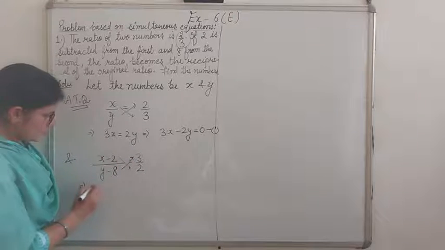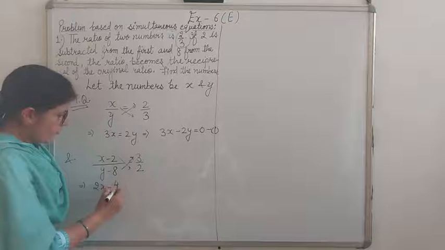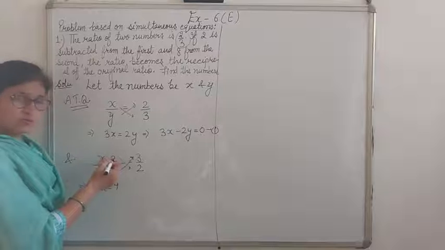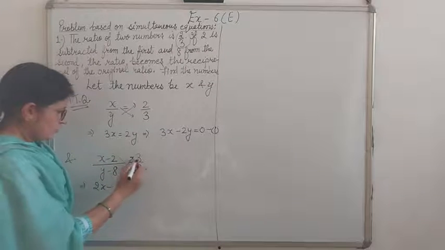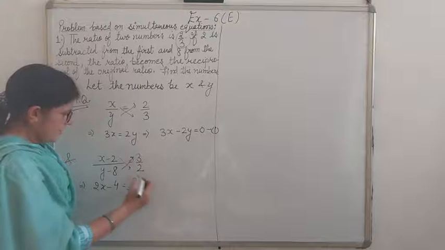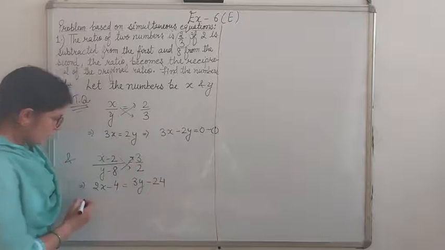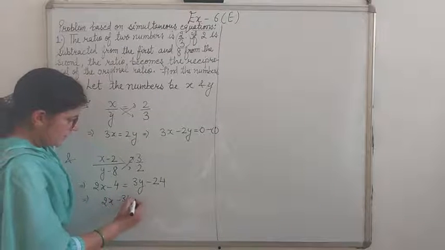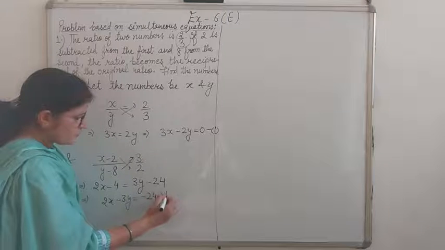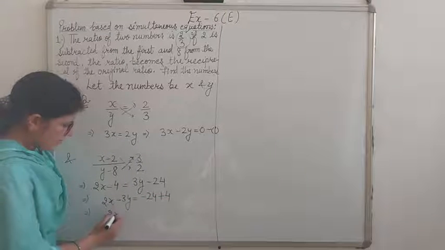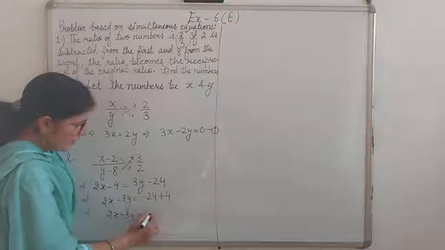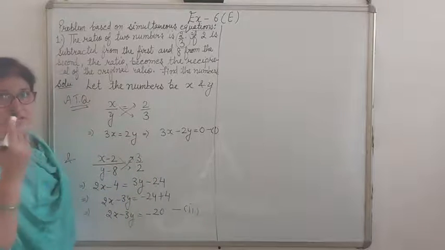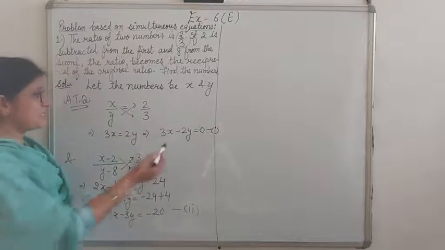2 ones are 2x, 2 twos are 4. Means the number gets multiplied with the full, not only with x, not only with 2, both the terms, is equal to 3 ones are 3y, 3 eights are 24. So what will be the equation here? 2x minus 3y is equal to minus 24 plus 4. That means 2x minus 3y is equal to minus 20. This is equation 2.